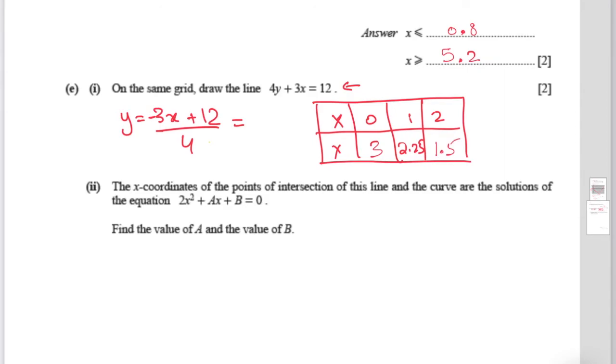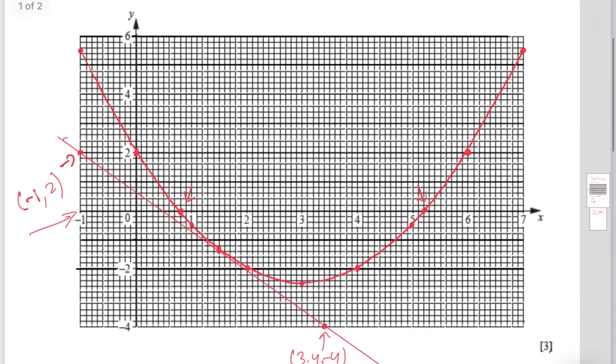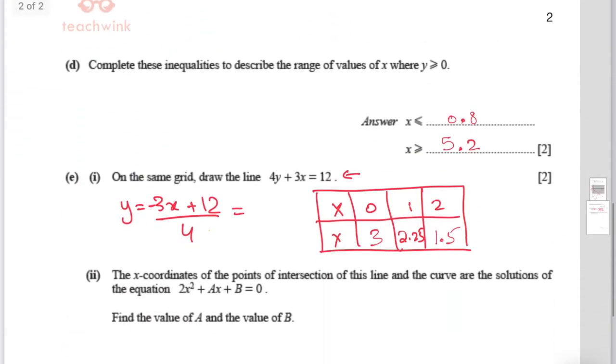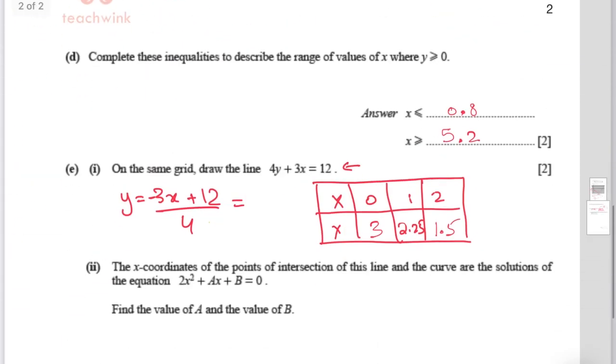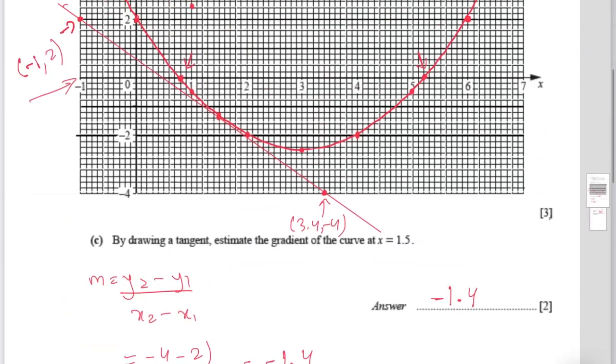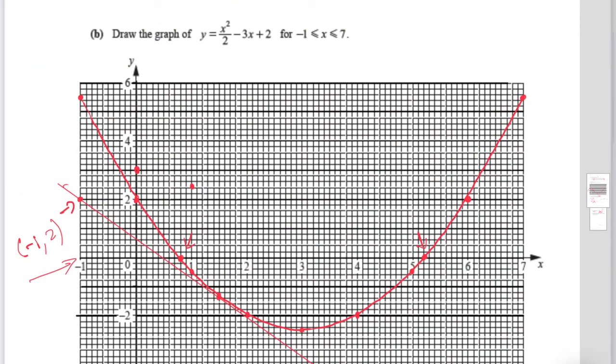Let's plot these values, 0 and 3. 0 and 3 is supposed to be over here. The next value is 1 and 2.25. Okay, this might be a trickier one, but let's see, 1 and 2.25 is supposed to be over here. The next value is 2 and 1.5. 2 and 1.5 is supposed to be over here. Let's draw a straight line connecting these 3 points.